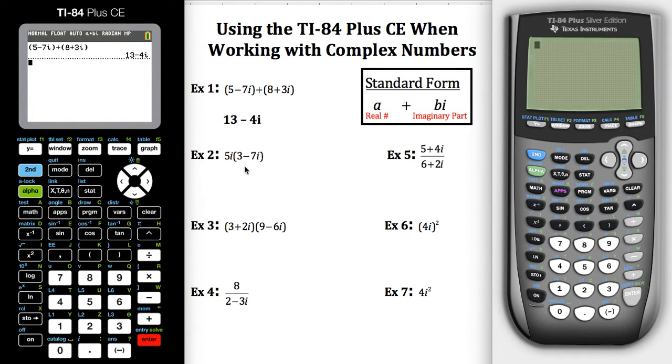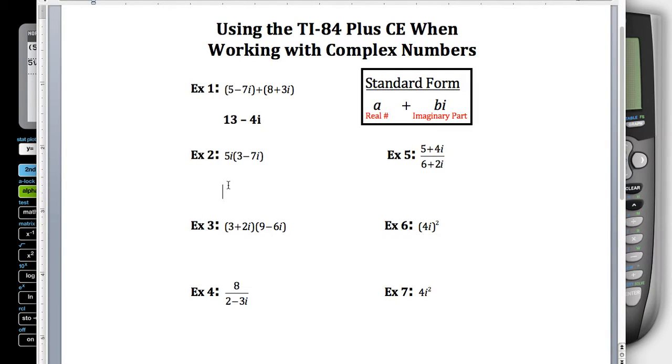Now for the second example, if you were doing this longhand, you would be using the distributive property. It will take care of that for you. So 5, second period gets you the i, parentheses, 3 minus 7i. Close those parentheses, hit enter. Not only did it do the distributive property there, it automatically again put it in standard form. So we have 35 plus 15i for the answer of that one.